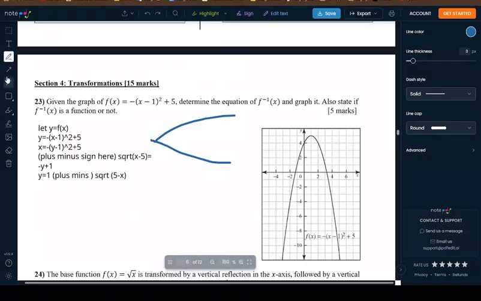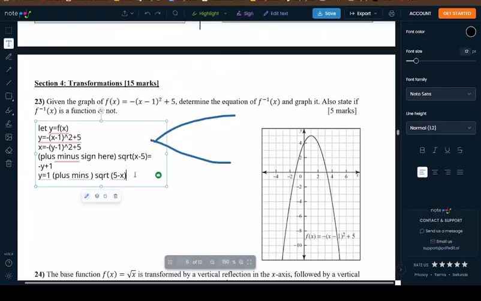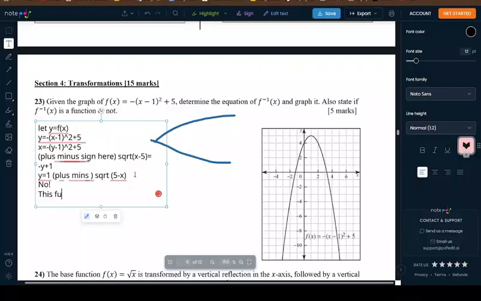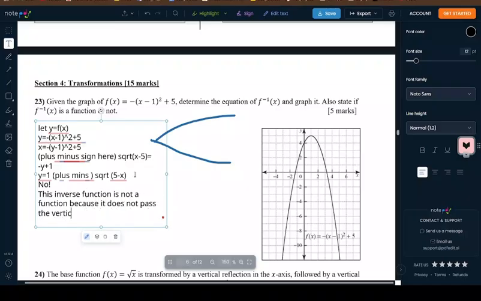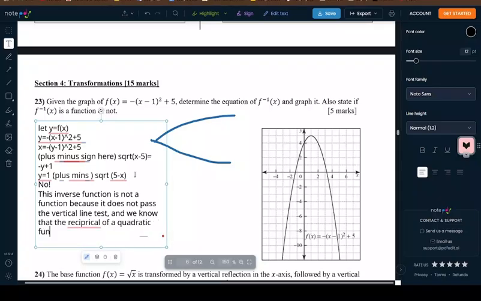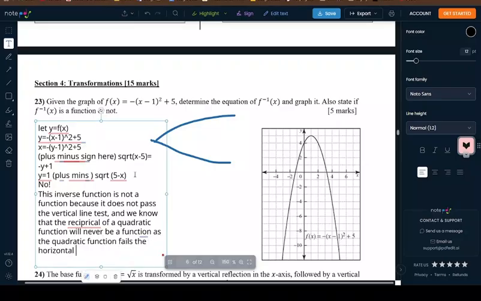So what do we know? We know that this inverse function is not a function, because it does not pass the vertical line test. And we know that the reciprocal of a quadratic function, that's how you spell quadratic, will never be a function, as the quadratic function fails the horizontal line test.